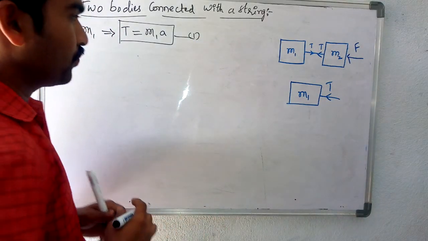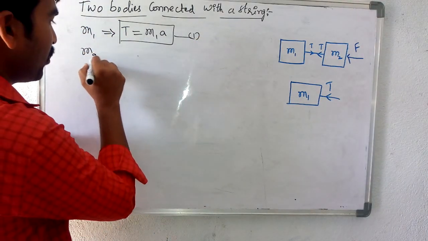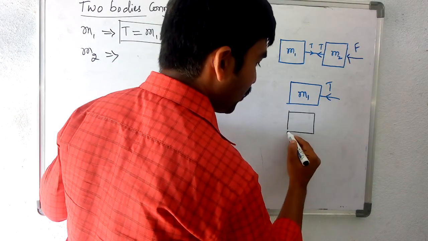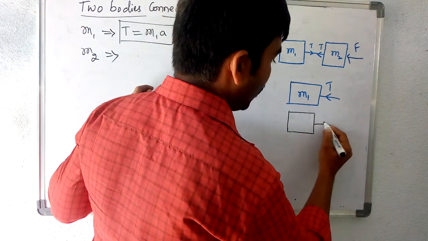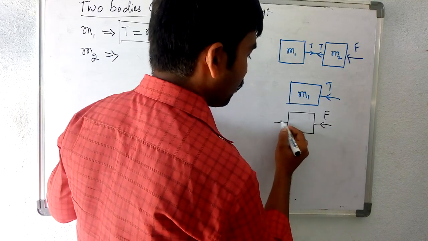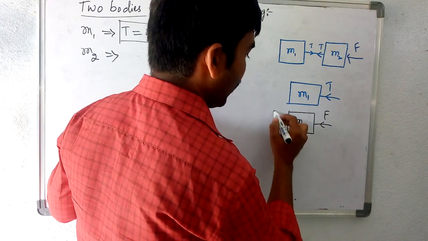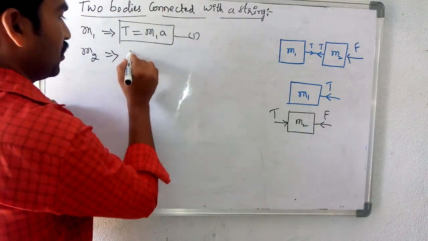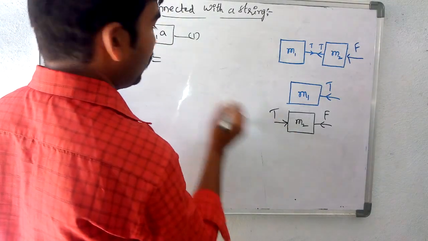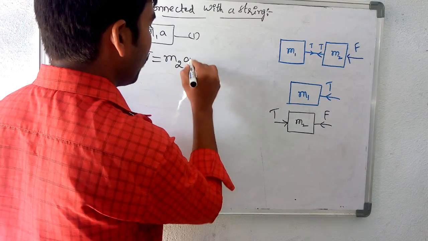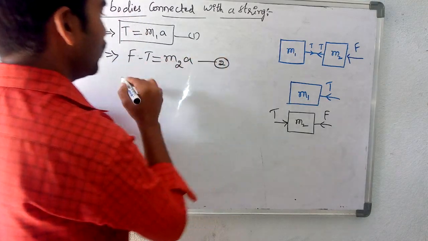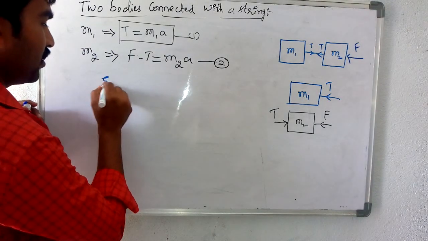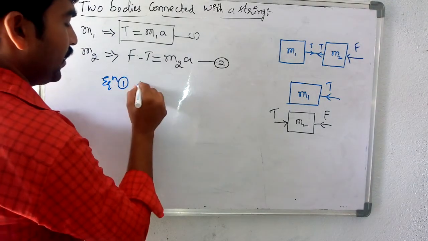Equation number 1. Then the free body diagram of M2 should be like this. This is M2 and this is the tensional force. So F minus T is equal to M2A, equation number 2. So I am adding both the equations, equation 1 and equation 2.